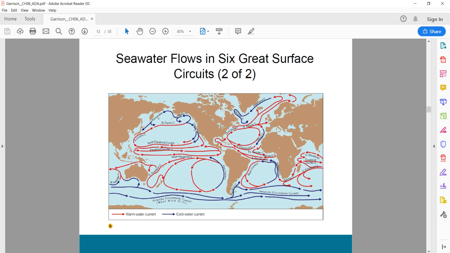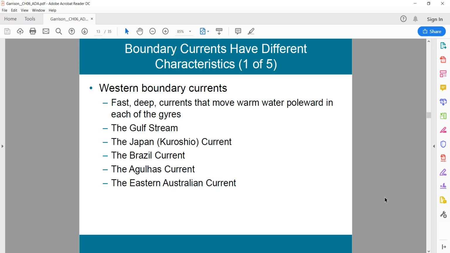And also the eastern boundary currents are relatively nutrient rich, so they will support a lot more life. But this is all about the northern and southern gyres here. So this is what is explained here. Western boundary currents are faster and deeper, and they are the currents that move warm water poleward in each of the gyres. These are some of the examples.